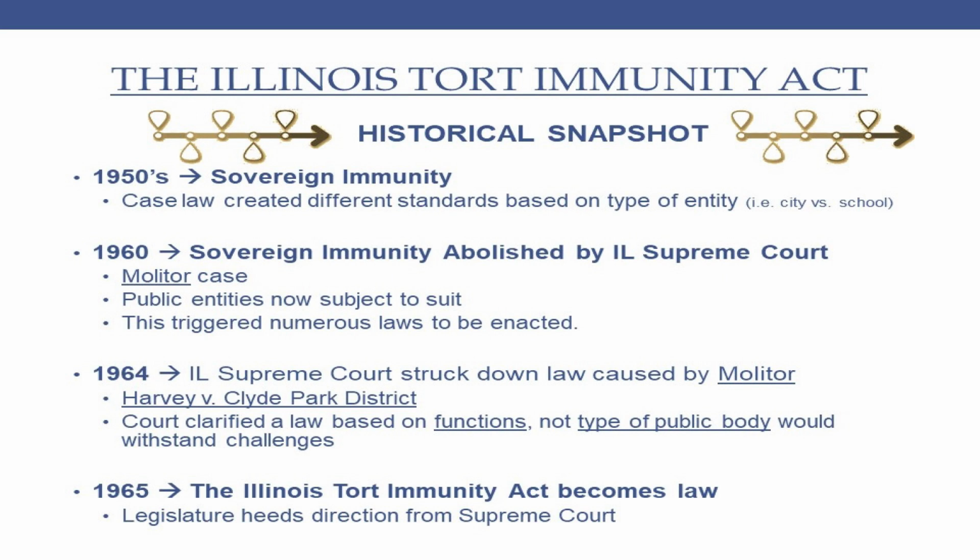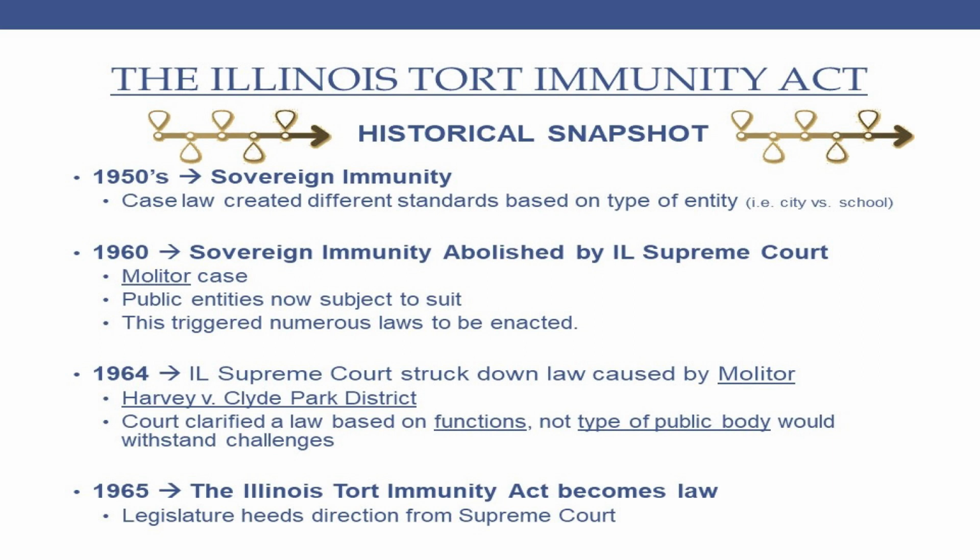The Illinois Tort Immunity Act was passed into law in 1965. And while it is most important to focus on what the law says today and how it impacts us today, understanding government immunity requires a quick trip down memory lane. So let's jump back to the 1950s. During that time, government entities were protected from liability, meaning they were immune from being sued under the doctrine of sovereign immunity. Illinois courts and judges had a hard time agreeing on the exact standard to be applied, and there were different rules on immunity then applied to cities and municipalities as compared to schools or school districts.